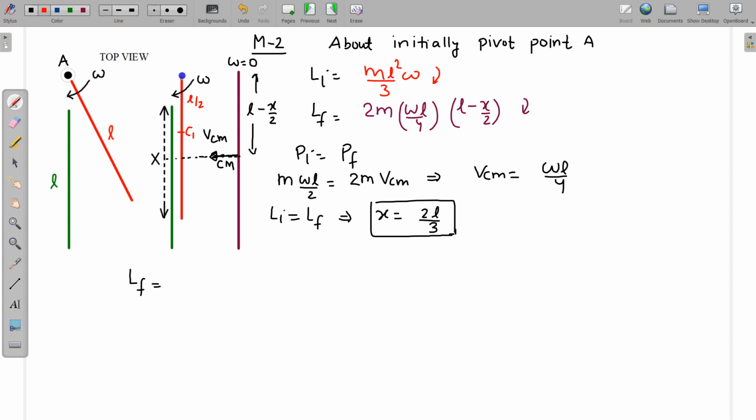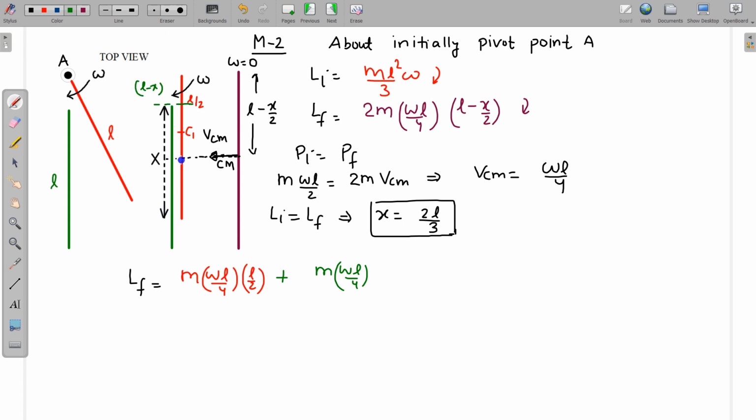From this point, the center of mass of this red rod C1 is at a distance L by 2, and again it is moving with the same velocity. All the points are moving with the same velocity VCM, which is omega L by 4. So m omega L by 4, and distance will be L by 2. This is the term contributed due to red one. The term contributed due to the green one: mass, velocity again omega L by 4, and we just have to find the distance. This distance was L minus x.